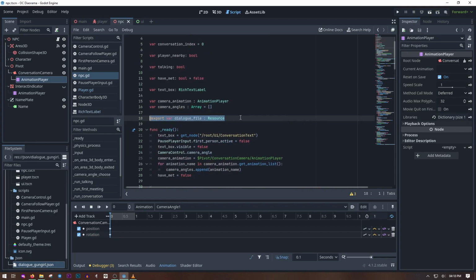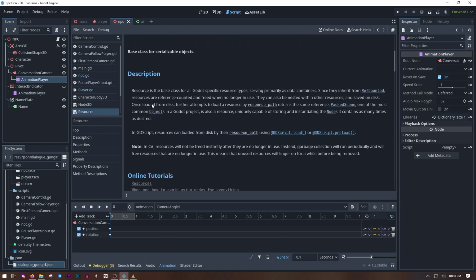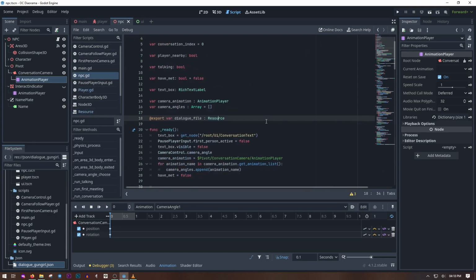So this is the important part, the dialog file resource. Resource meaning what? Resource is a base class for all Godot-specific resource types, serving primarily as data containers. Since they inherit from RefCounted, resources are reference counted and freed when no longer in use. They can also be blah blah blah, but it's a bunch of data. At least in this situation, it is a bunch of data.